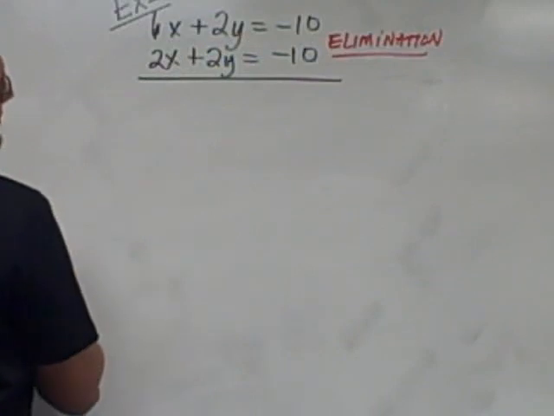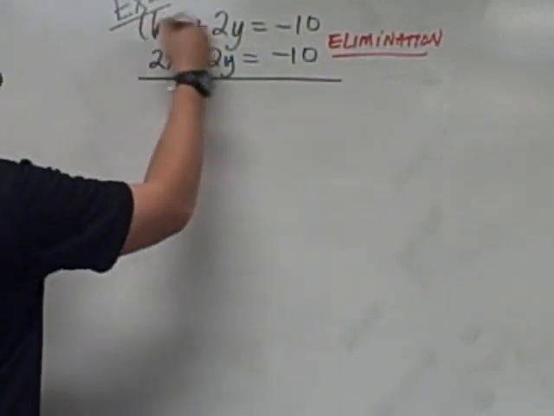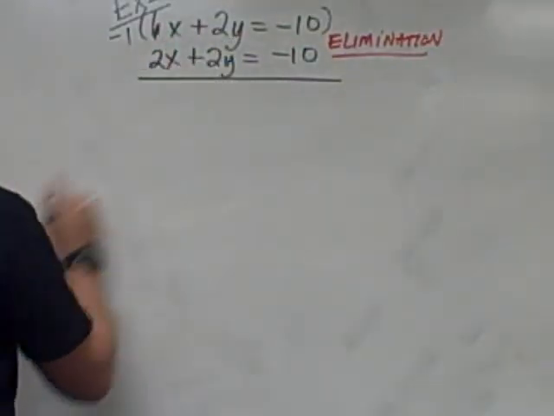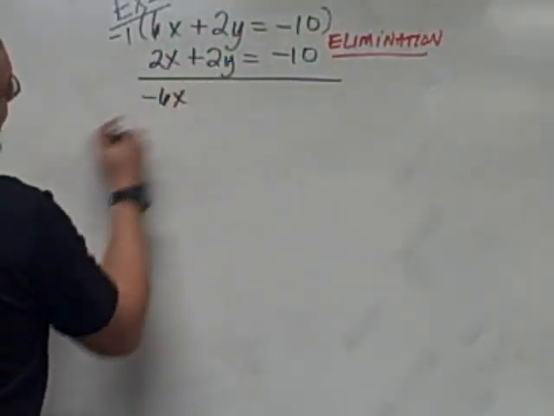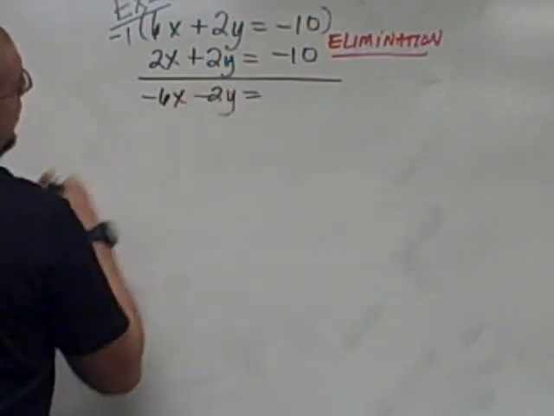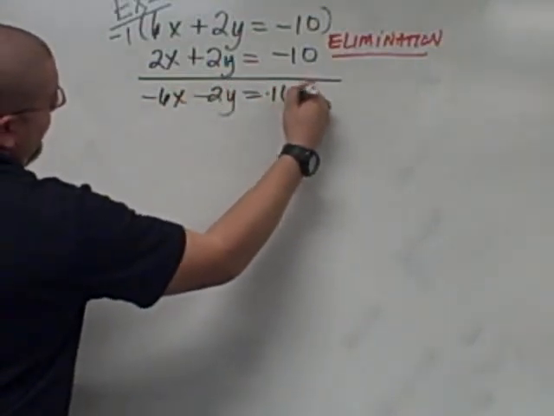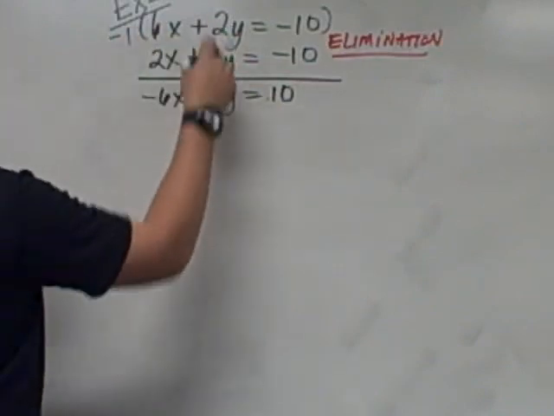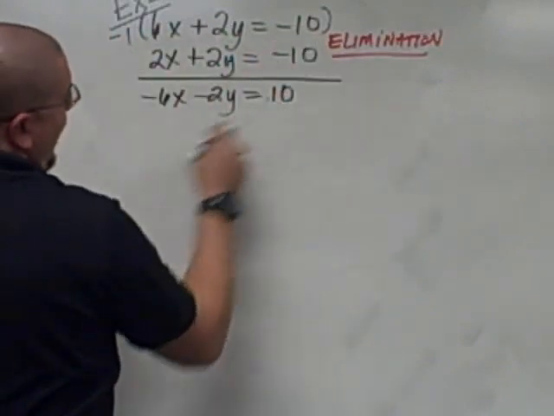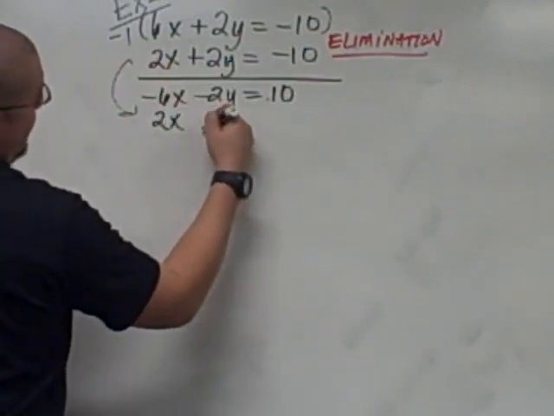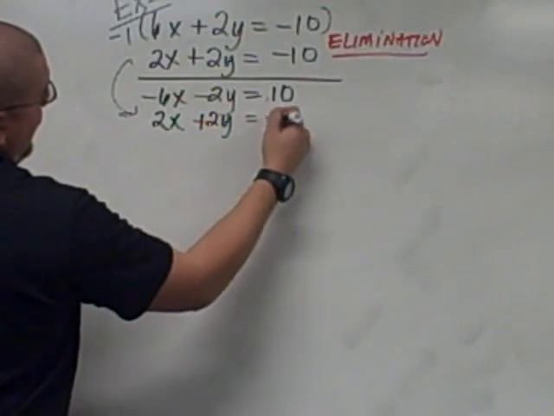That doesn't cancel. I need something to cancel, so what I'm going to have to do is multiply by negative 1. So I'm going to multiply everything on the top by negative 1. This is going to give me negative 6x minus 2y equals positive 10. Negative times 6 is negative 6x. Negative times 2 is negative 2y. Negative times 10 is a positive 10. Just bring down the other one, and I end up with 2x plus 2y equals negative 10.